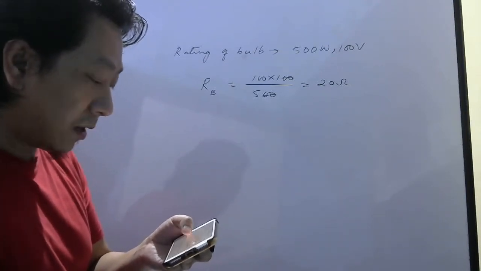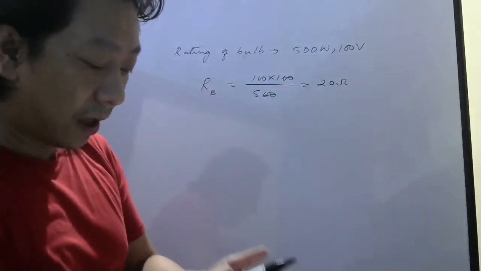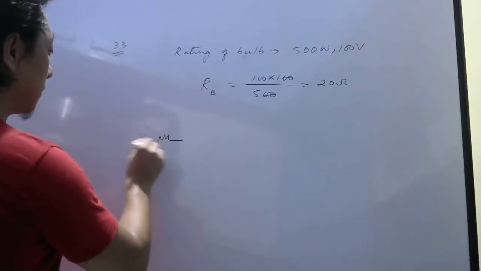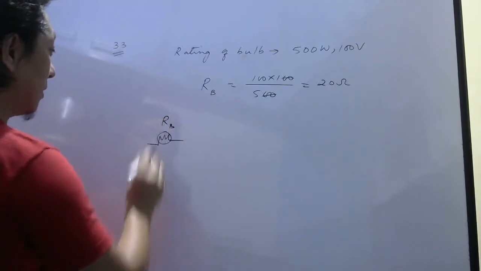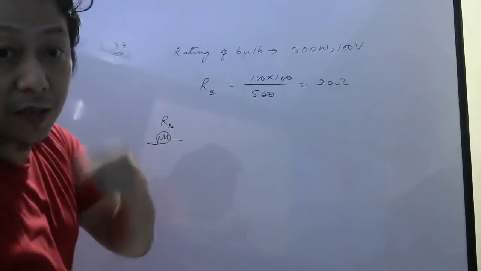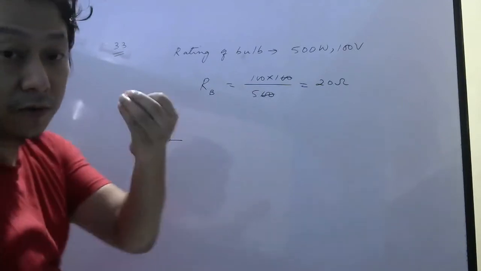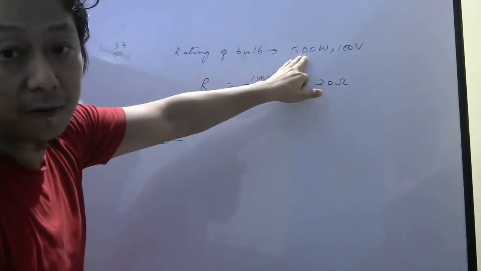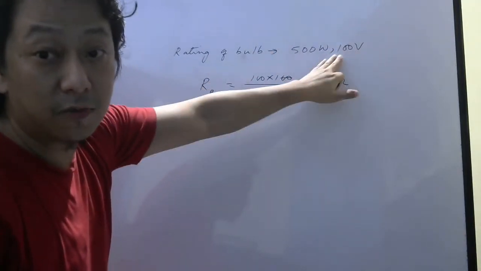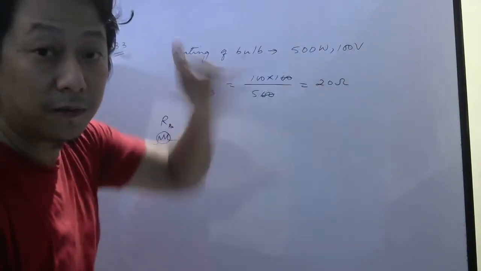Now, if you read again, an electric bulb rated this much is used in a circuit having 200 volt supply. So this bulb, whatever resistance RB it has, if you apply 100 volt, then it will consume 500 watt, but they are applying 200 volt. So if you apply directly 200 volt, this bulb will fuse because the rating is 500 watt at 100 volt. So if you apply 200 volt, that is double of the rated voltage, then power will be more than rated power, then the bulb will fuse.